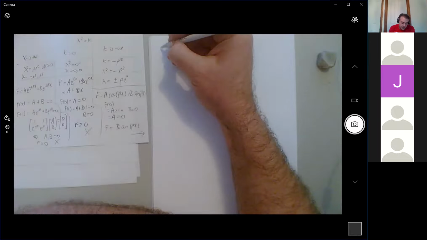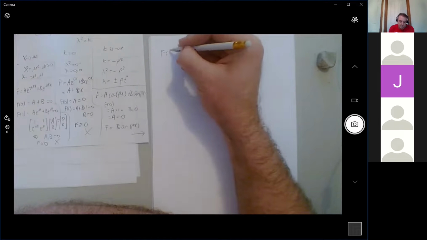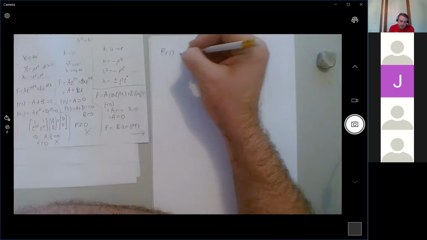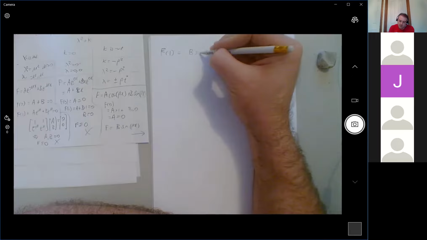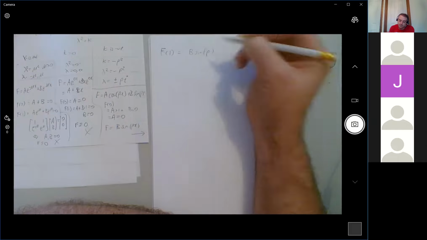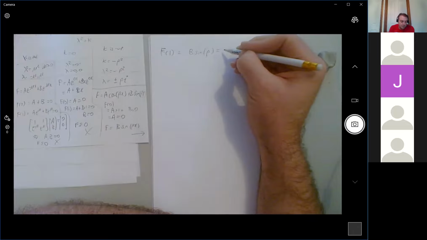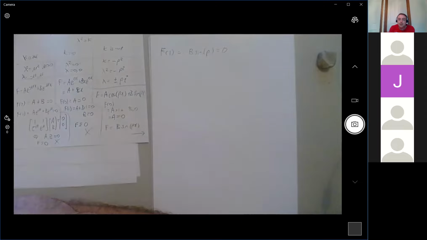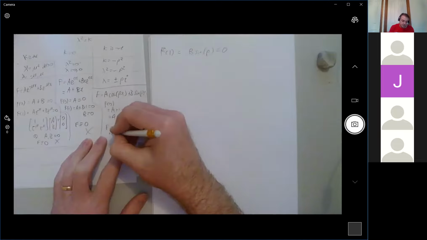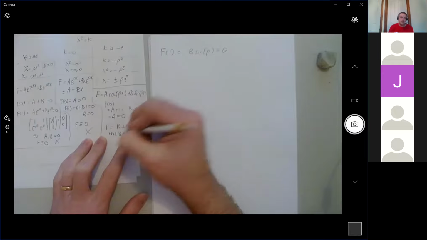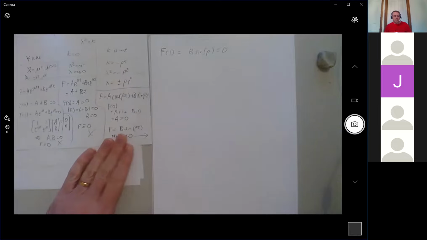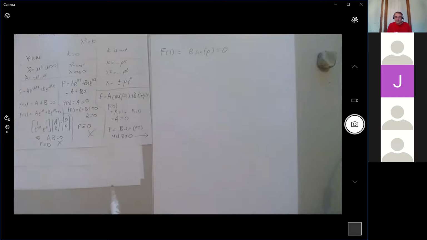And so we get this. So f of 1 in our case is b sine of rho times 1, and that's supposed to be 0 as well. Okay, so here's the problem. We need that b to not be 0, because if the b is 0, then we've got f is 0 plus 0, and so we don't have any solutions that aren't 0. So we need that b to not be 0.